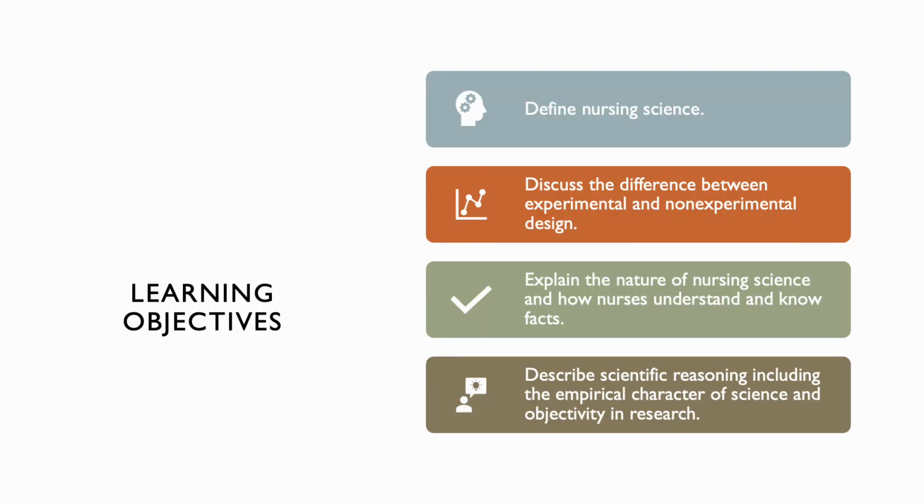I have addressed 4 learning outcomes in this chapter. First, I want you to be able to define nursing science. Second, discuss the difference between experimental and non-experimental research design. Third, explain the nature of nursing science and how nurses understand and know facts. And finally, describe scientific reasoning, including the empirical character of science and objectivity in research.